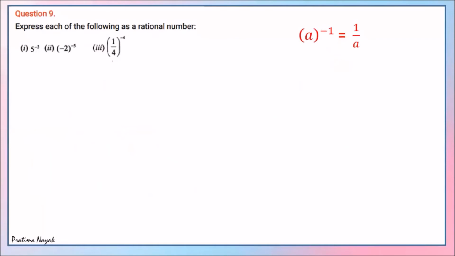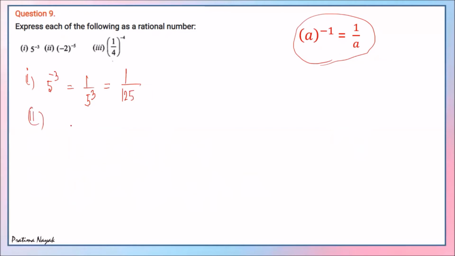Question number 9. Express each of the following as a rational number. This is based on this concept. So what will you write? 5 to the power minus 3 will be how much? 1 by 5 to the power 3. 1 by 5 to the power 3 means how much? 1 by 125, because 5 into 5 into 5.